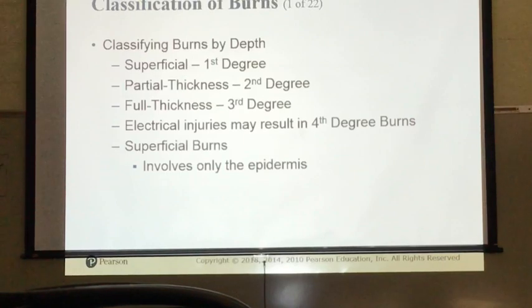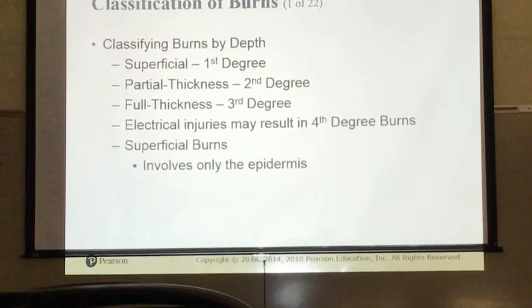Burns are classified according to the depth of injury. You have first degree, which is superficial. Second degree, partial thickness. Second degree has the blisters, okay? And full thickness is third degree. They will have a blackish color to their skin. Electrical injuries can result in fourth degree burns.